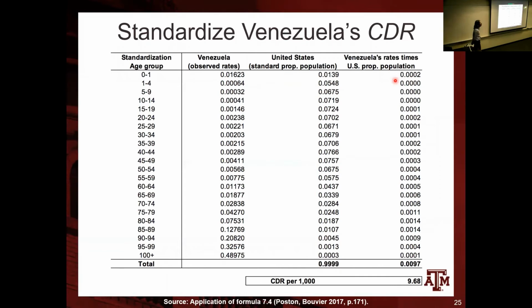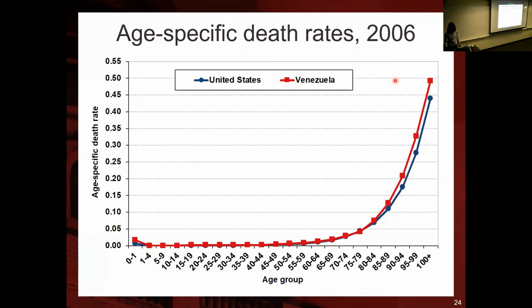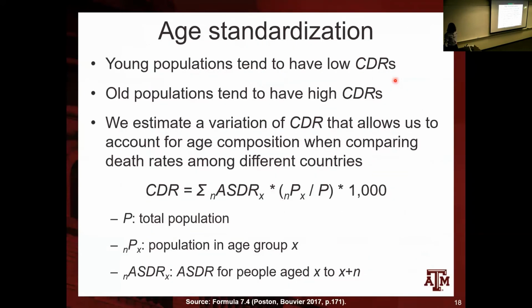So we have to do this standardization. How do we do this standardization? This table. That's all. Pretty simple. So how do we do this? Let's go back to the formula that I mentioned to you to see what we have to do, right? In this specific case, we're going to get the age-specific death rates from Venezuela and imagine that they were applied to the American population, distributed proportionally by age groups.